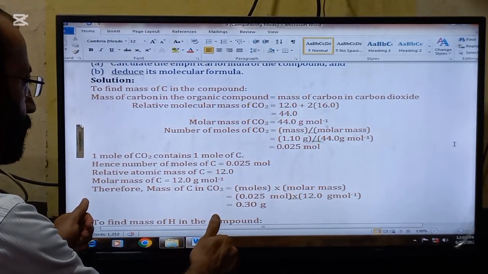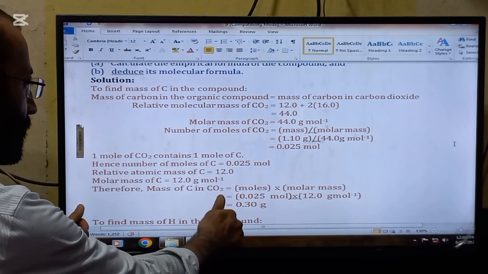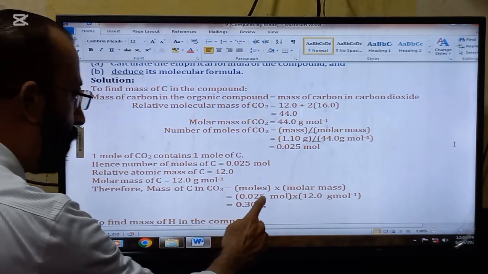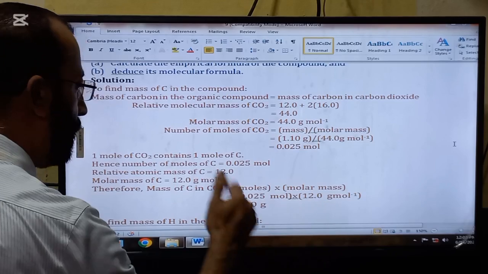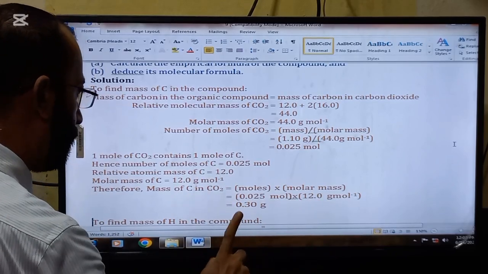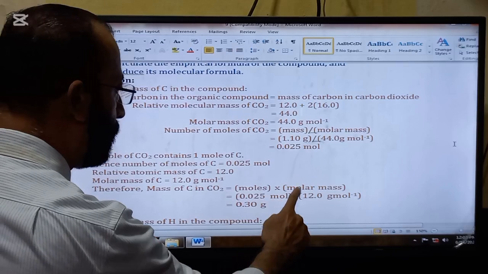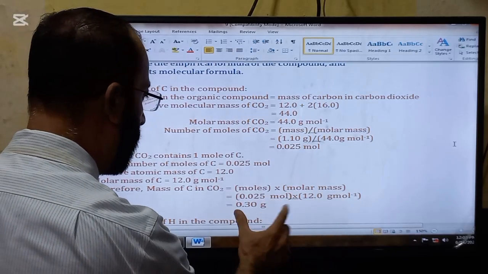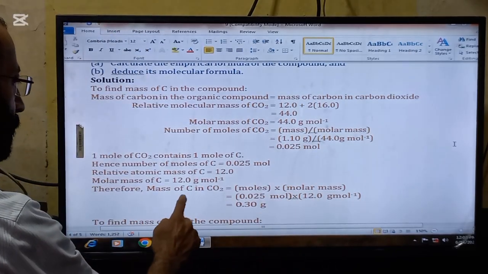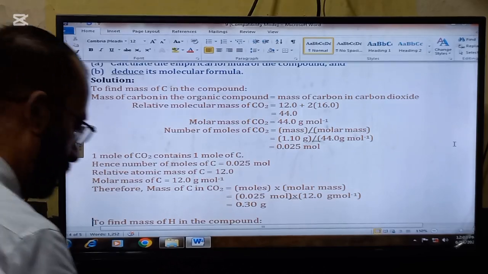Now we are going to find the mass of carbon in CO2. So moles multiplied by molar mass. Okay, sorry, 0.025 moles are there, and molar mass is 12. So 0.30 is the mass of the carbon in CO2.